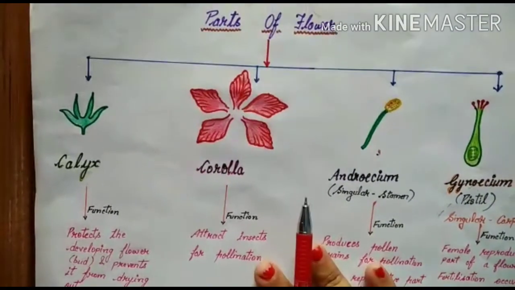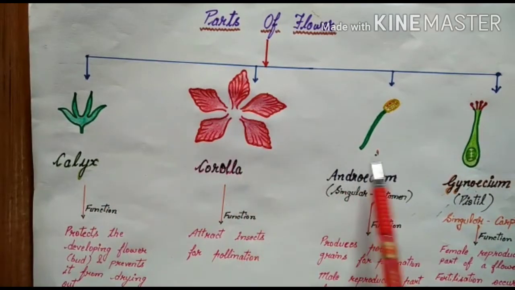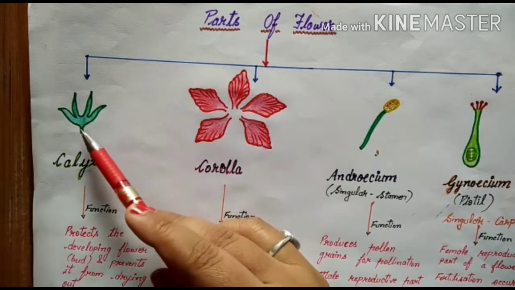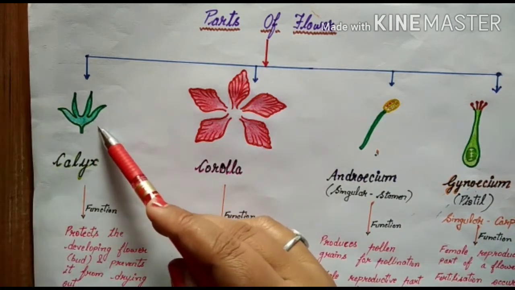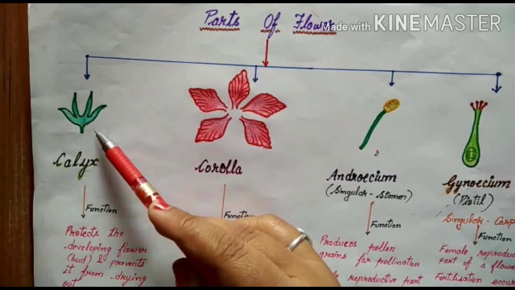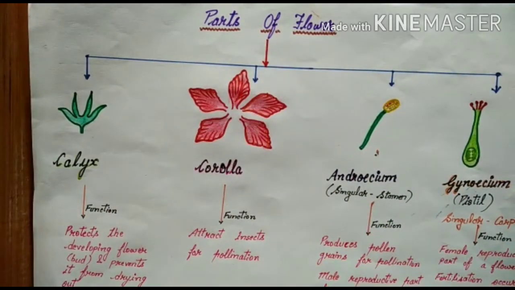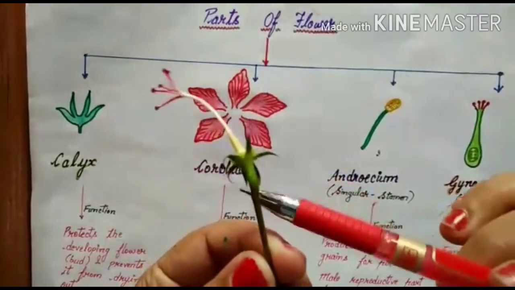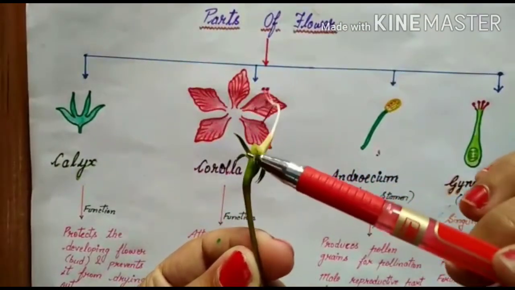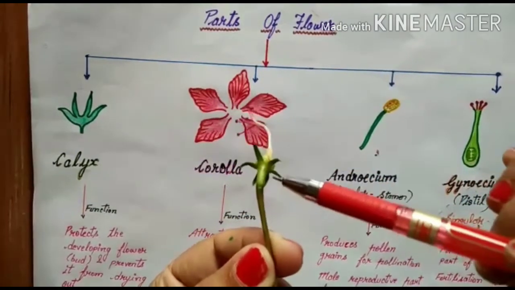A flower has 4 parts: calyx, corolla, androecium and gynoecium. Calyx is the green part of any flower and it is the outermost whorl of the flower. You can see it in this flower of hibiscus or China rose. This part is known as calyx, which is green in color.